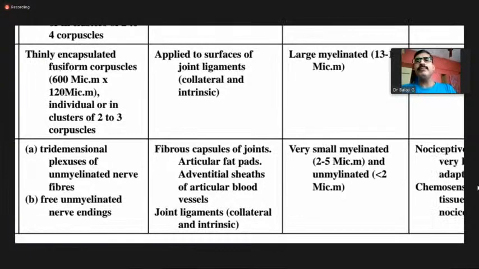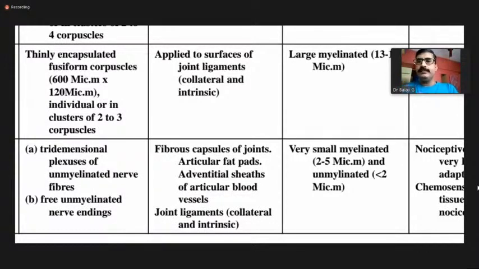Where is it located? Type 4A is located in the fibrous capsules of the joint, articular fat pads, and the adventitious sheaths of the articular blood vessels passing through the joints. When you do a stretch, not only the muscles and ligaments stretch, even the blood vessels and nerves passing through the joint get stretched. From there also the stretch receptors, type 4A, will send information to the brain that I'm getting pain. So that also will cause pain.